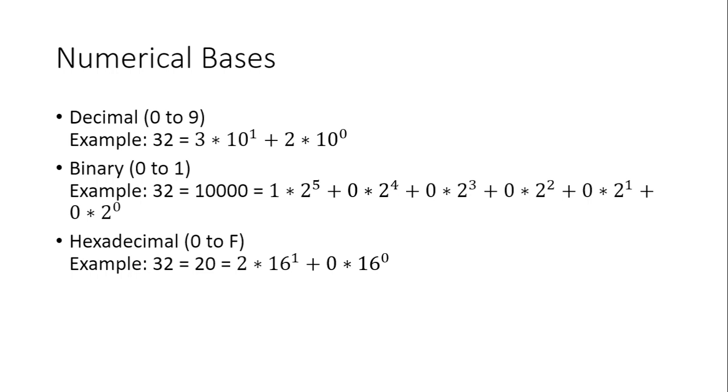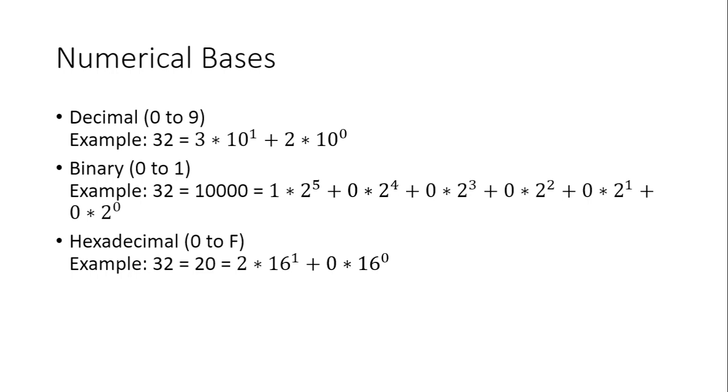The hexadecimal system, on the other hand, is base 16, where digits range from 0 to 15, represented as 0 to f. The number 32 in decimal, for example, is represented as 20 in hexadecimal, meaning 2 times 16 raised to the power of 1 plus 0 times 16 raised to the power of 0. The hexadecimal base is widely used because it reduces the number of digits needed to represent large values, making it more compact and easier to read than raw binary.